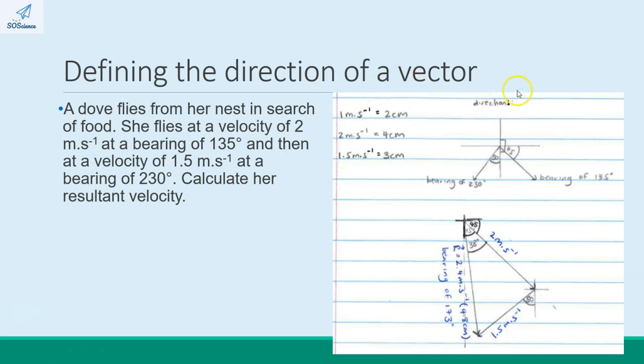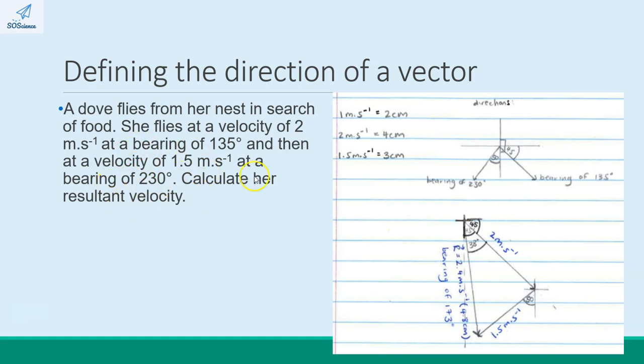My next step is to figure out the directions. What is a bearing of 135 degrees and a bearing of 230 degrees? This is my north. And the bearing method requires us to move in a clockwise direction from north. So a bearing of 135 degrees means that from north I need to go all the way to 135 degrees. So from here to here is 90, and 90 plus 45 makes 135 degrees. So this here represents a bearing of 135 degrees.